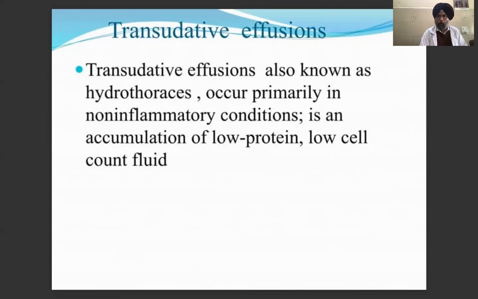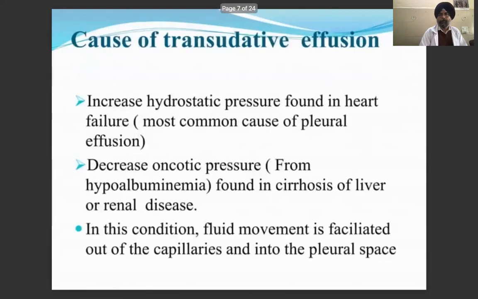If there is pain or it is unilateral, you have to do a thoracocentesis to tap it and look for the protein and the cells. I already told you increased hydrostatic pressure is found in heart failure, and in that you will have increased pro-BNP levels. The other cause is a decrease in oncotic pressure, which is found in cirrhosis and in renal disease, especially nephrotic syndrome.